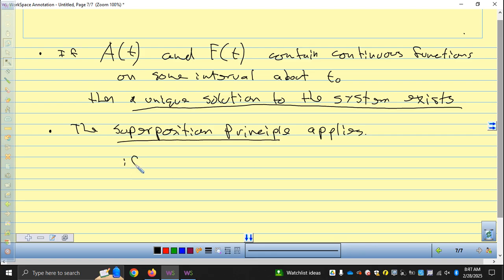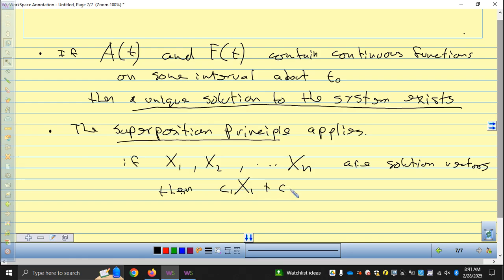So that means if x1, x2, xn are solution vectors, these are matrices with our solutions, then C1 x1 plus C2 x2 plus dot dot dot Cn xn is also a solution. So sums of solutions are also solutions.